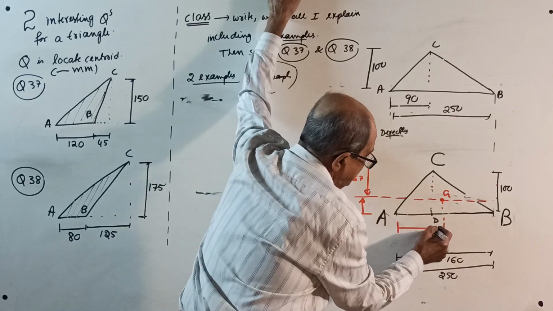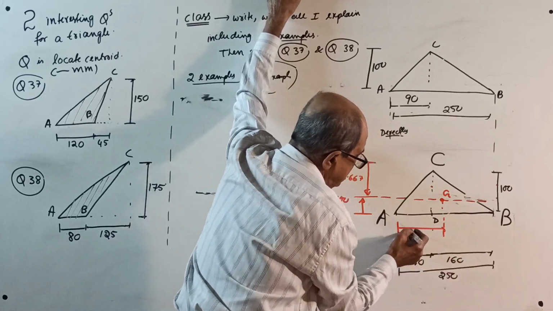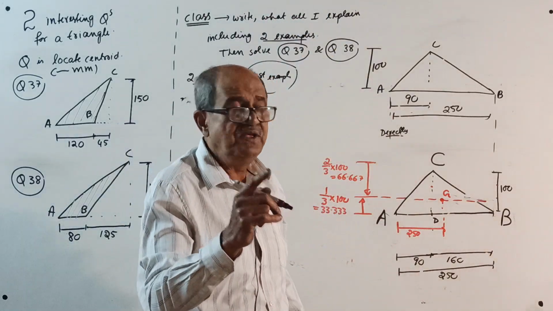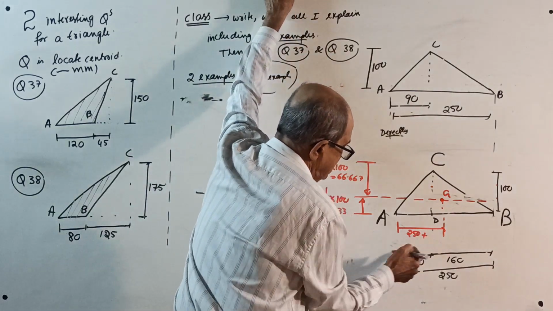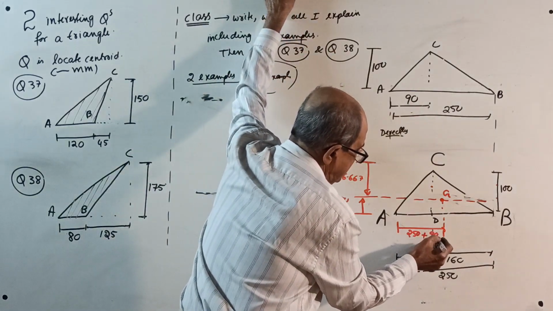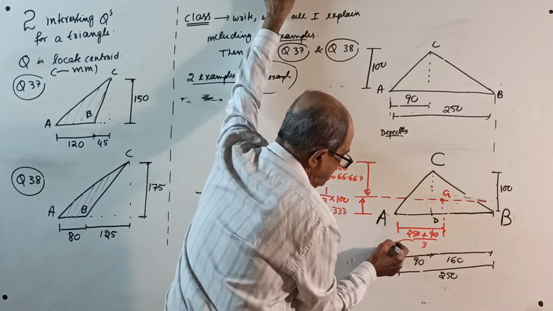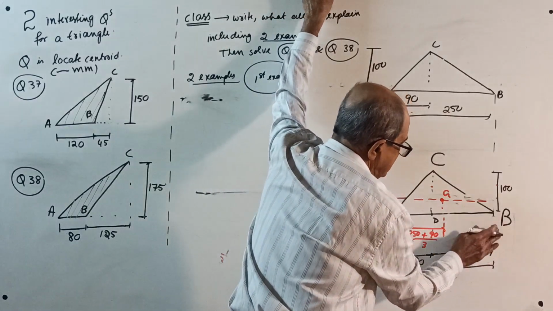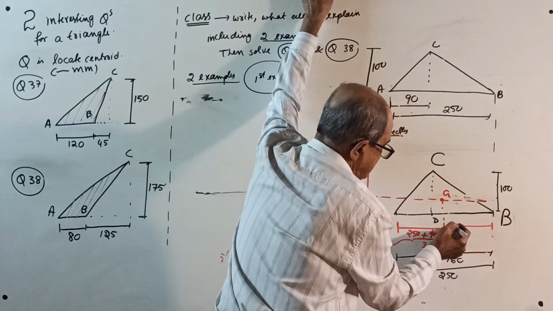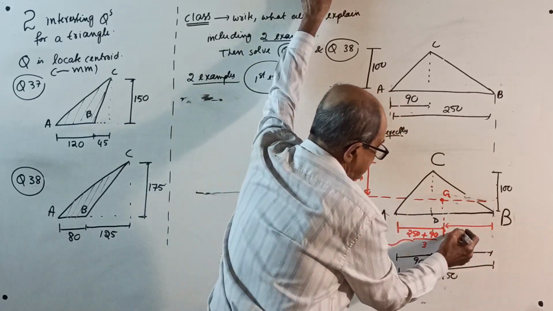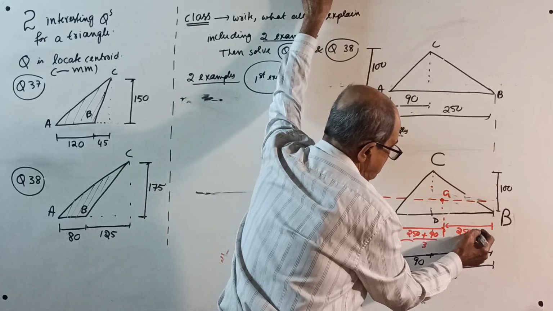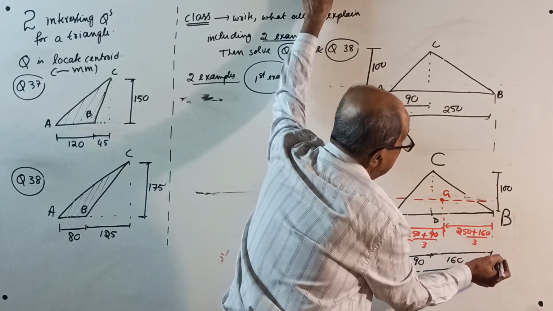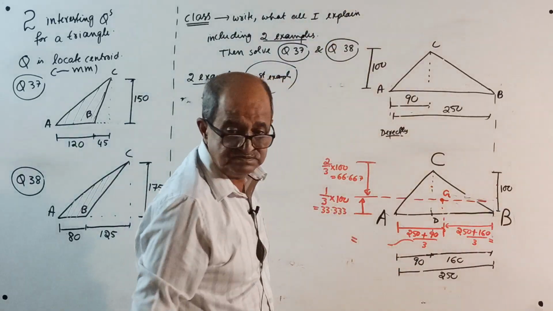Then I told you this distance will be full base 250, you write everything what I told just now: 250 plus this cut length 90, divided by 3. You calculate this distance. And if you want from this side, it is full base 250 plus this cut base 160 divided by 3. Calculate this one.